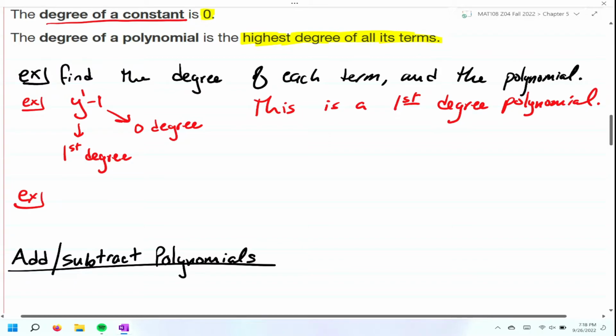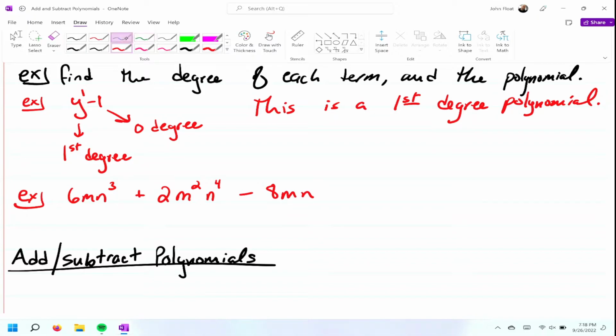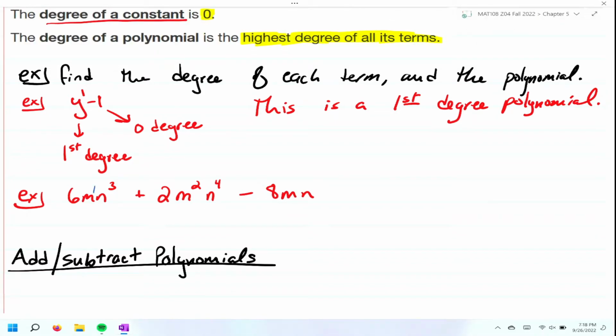So how about 6mn to the third plus 2m to the second n to the fourth minus 8mn. Okay? So in each one of these scenarios, notice that we both have the variables m and n, and according to the definition of the degree of a term, you've got to sum up the exponents. So I'll use a different color here underneath. So the m is raised to the first, the n is raised to the third. So this term is a fourth degree.